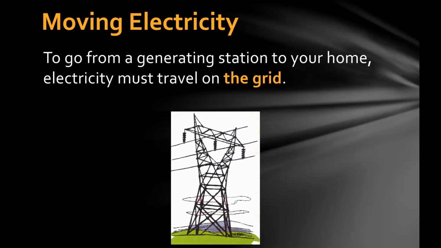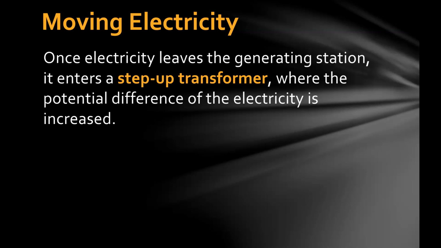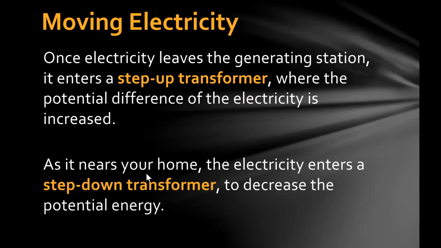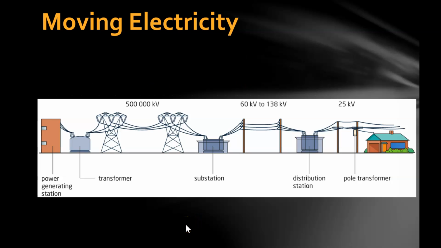So, moving electricity. To go from a generating station to your home, electricity must travel on what is known as the grid. Once electricity leaves the generation, it enters a step-up transformer where the potential difference of the electricity is increased. So voltage is increased, but as it nears your home, the electricity enters a step-down transformer to decrease the potential energy.